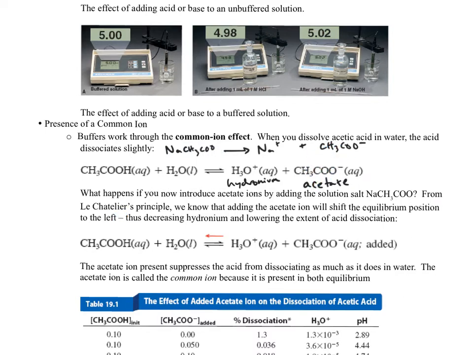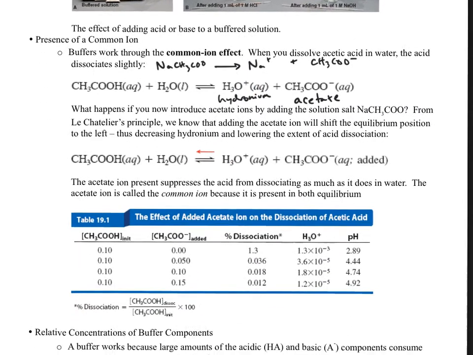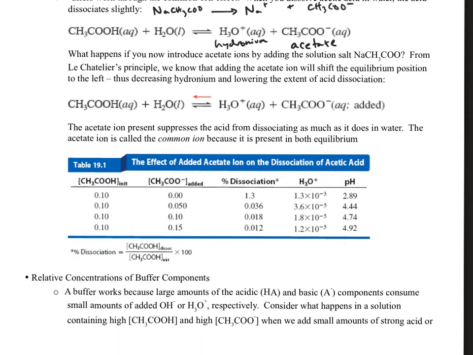And as this is telling you here with Le Chatelier's principle, if I'm adding more of this, the whole thing is going to shift to the left, decreasing the hydronium and lowering the extent of acid dissociation. So it's going to shift back this way, and it's not going to be quite as acidic as it was before. The acetate ion present suppresses the acid from dissociating as much as it does in water.